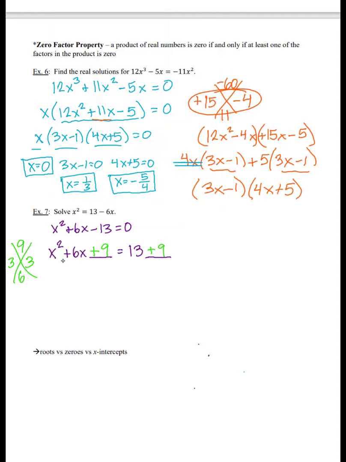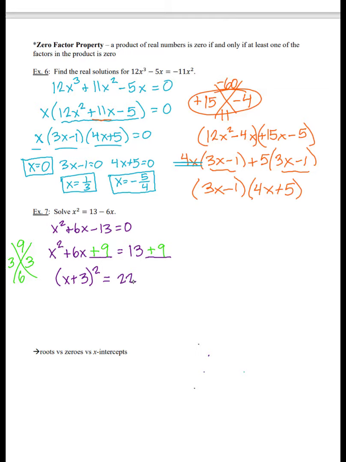So that means this factor on the left side factors into x plus 3 times x plus 3, or just x plus 3 quantity squared. Sorry, this thing is really acting up. And then the other side would add to be 22.